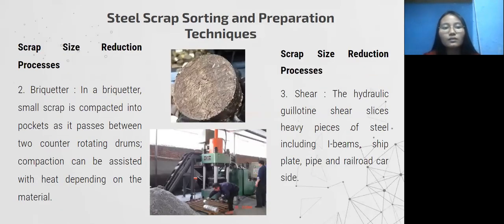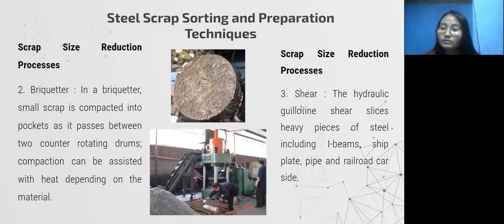The second equipment of size reduction is the briquetter. In a briquetter, small scrap is compacted into pockets as it passes between two counter-rotating drums. Compaction can be achieved with heat depending on the material. So the image above is the product of briquetter scrap.